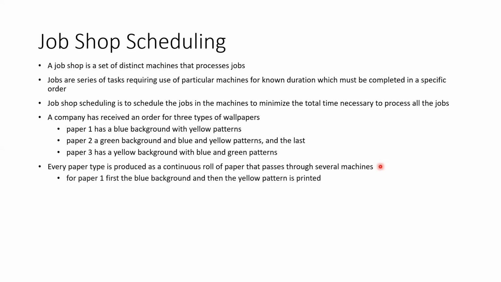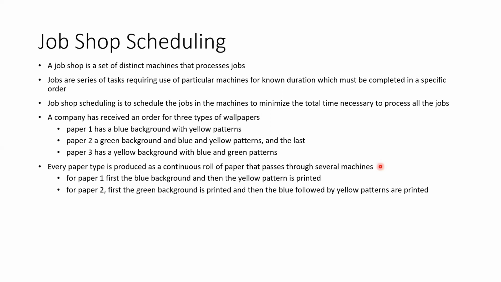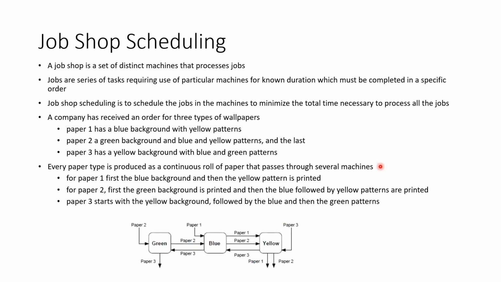For paper 1, first the blue background and then the yellow pattern is printed. For paper 2, first the green background is printed and then the blue followed by yellow patterns are printed. Paper 3 starts with the yellow background followed by the blue and then the green patterns.